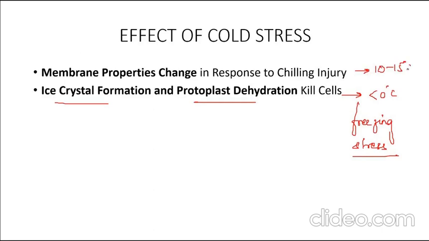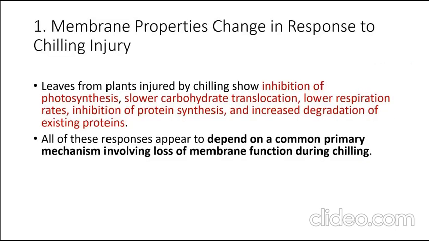So under 10 to 15 degrees centigrade, there will be chilling injury, which causes the change in the membrane property, and when the temperature is below 0 degrees centigrade, it causes freezing injury, which leads to ice crystal formation and protoplast dehydration. So what happens when the membrane properties are altered? Let's see. So when the leaves are exposed to chilling stress, chilling injury occurs.